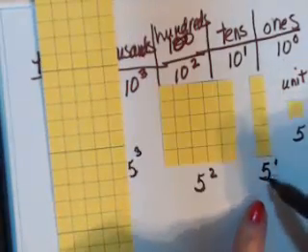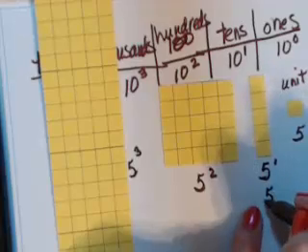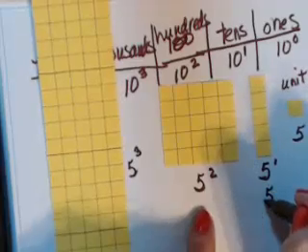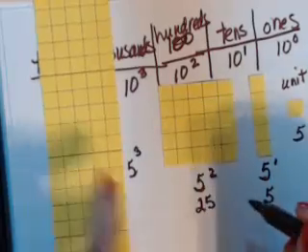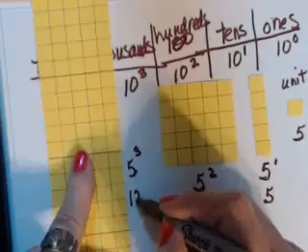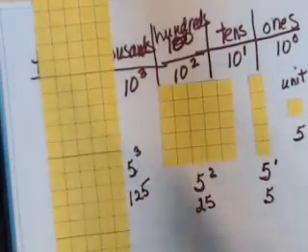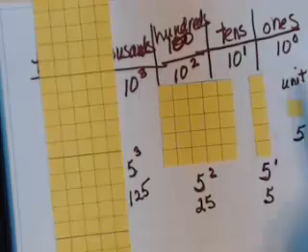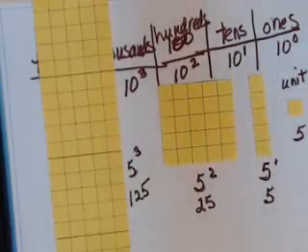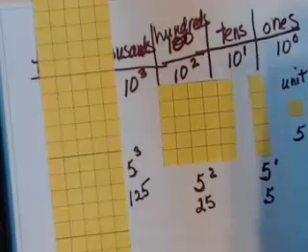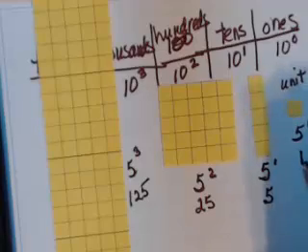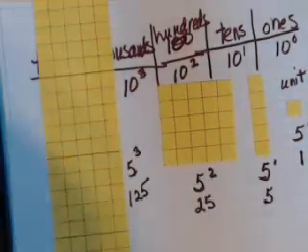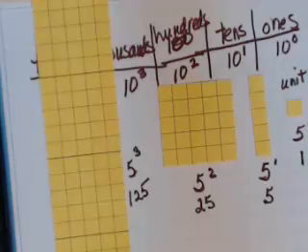So 5 to the first power would be 5's place. 5 to the second power would be 25's place. And 5 to the third power would be 125's place. So instead of our ones, tens, hundreds, thousands, then we are looking at a base of 5, which is ones, fives, 25s, and 125s.